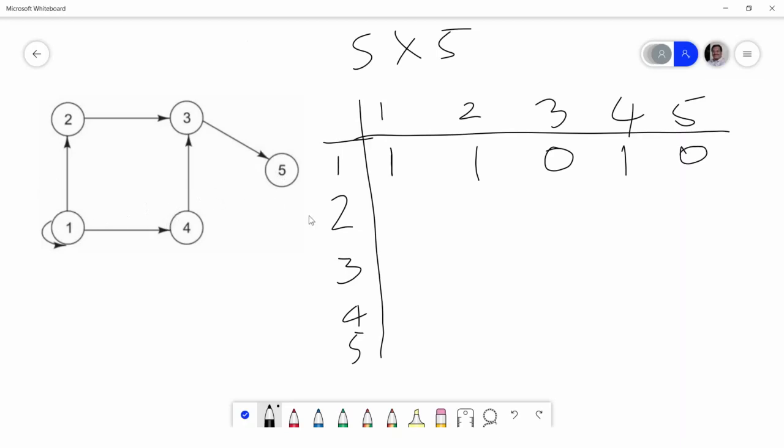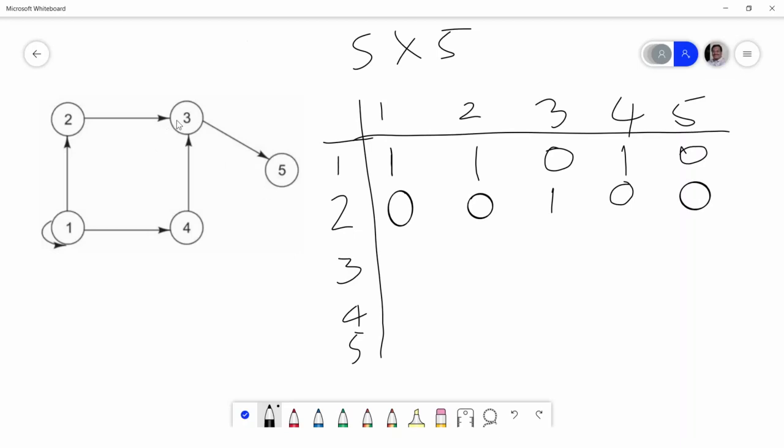Now, start with 2. 1 to 2, there is an arrow, there is a link. And 2 to 1, you don't have, so you write 0. 2 to 2 itself, there is none, so write 0. Next, 2 to 3, yes, you have it, so write 1. 2 to 4, no, write 0. 2 to 5, no, write 0. Done.